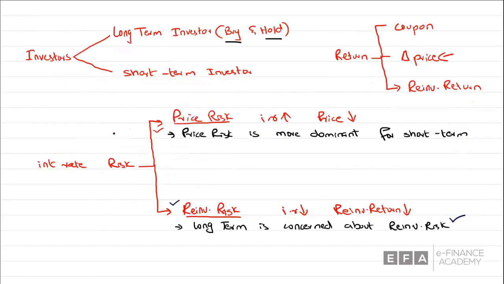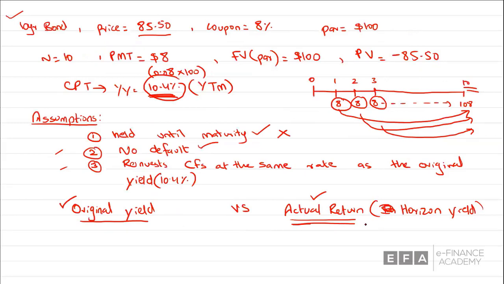You need to keep in mind it's the price risk that matters to the short-term investor. In other words, when interest rates go up, the market prices would go down. Likewise, when interest rates go down, market prices would go up. So in this case, the investor will have a capital loss, which means price loss, while in this scenario, the short-term investor will make a capital gain. Capital gains and losses will mainly influence the short-term investor's actual return, which is the horizon yield, more than the reinvestment gains and losses.